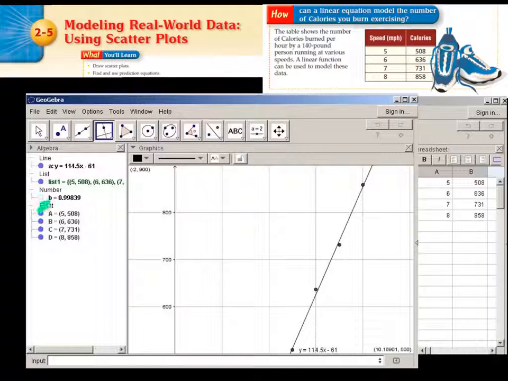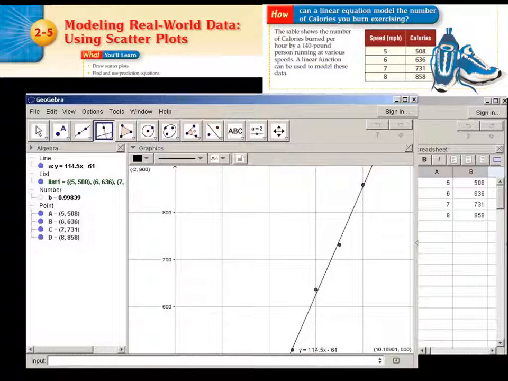When I did it in GeoGebra, it gave me an R. So my correlation coefficient here is 0.99839, which is pretty darn close to 1. We like the correlation coefficients to be as close to 1 as possible, so that's a really nice one. And the equation is here in the algebra window, or I put it down below here. I can't point at it very well.